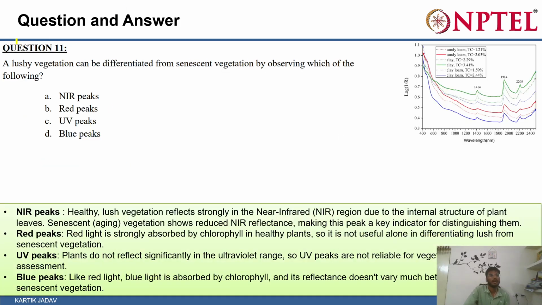Question 11. Lush vegetation can be differentiated from senescent vegetation by observing which of the following. So that is near infrared peaks, red peaks, UV peaks, or blue peaks. So we know that healthy lush vegetation reflects strongly in the near infrared region due to the internal structure of plant leaves. Senescent, that is aging vegetation, shows reduced near infrared reflectance, making these peaks a key indicator for distinguishing. And correct answer is near infrared peaks.